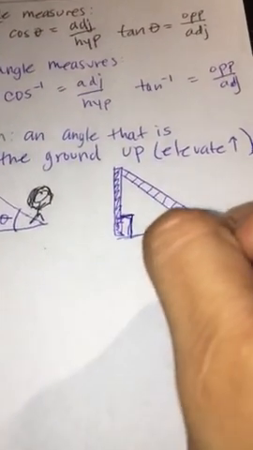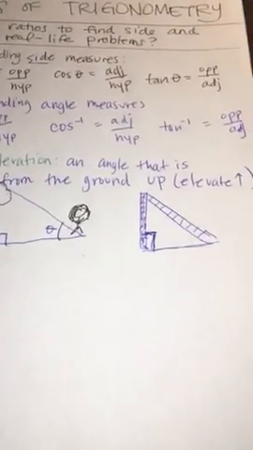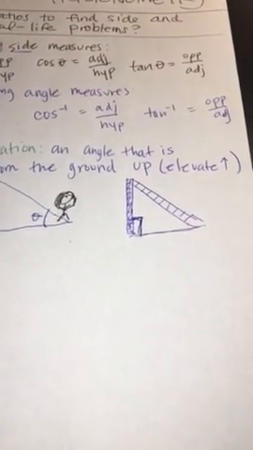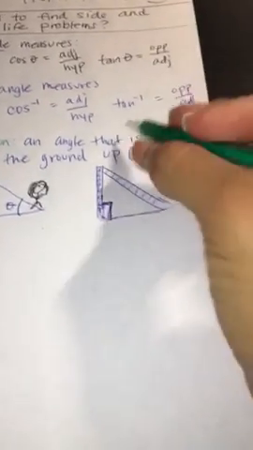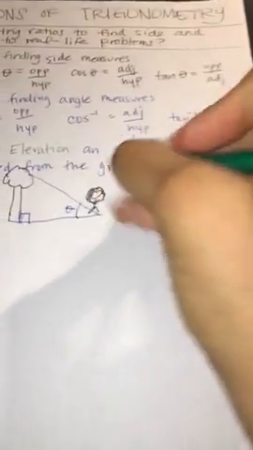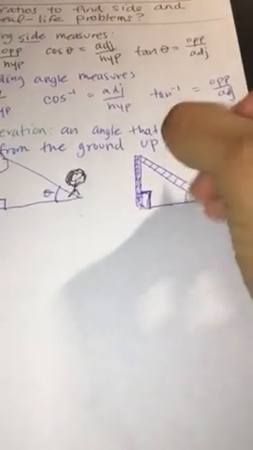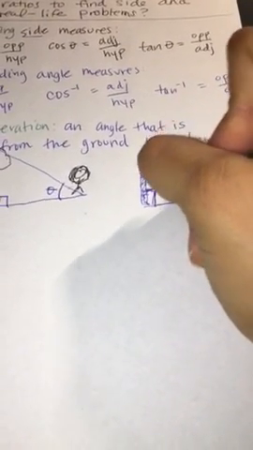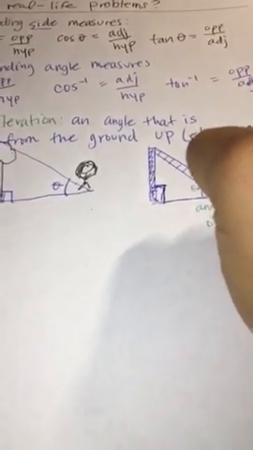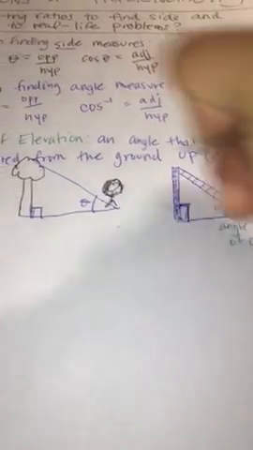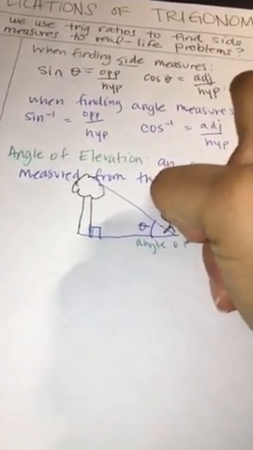And then where is your angle of elevation? Well, of course, we know that the angle of elevation starts from the ground and it goes up. So this angle right here is your angle of elevation. Okay, so that's my angle of elevation. And the same thing here. This is your angle of elevation.